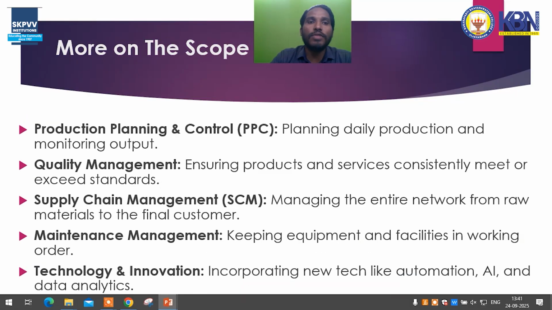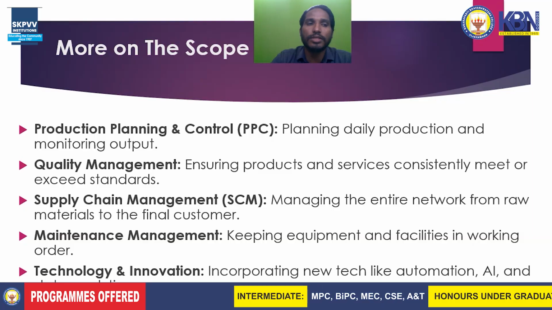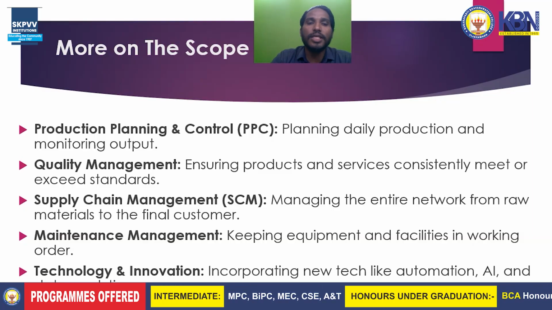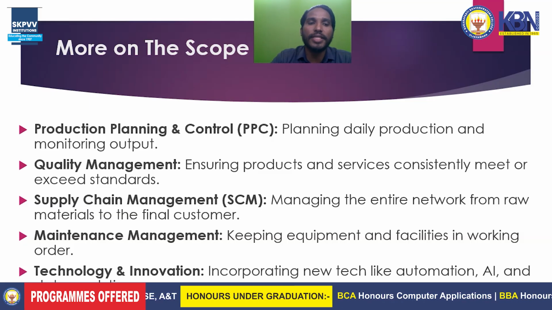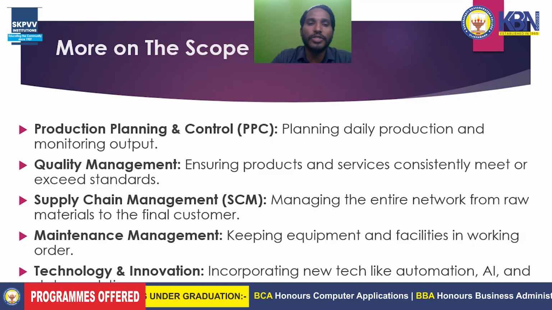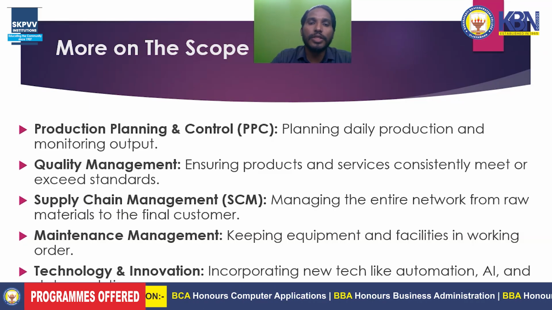Next, more of the scope of production and operations management. This is production planning and control, PPC. Production planning and control is the daily production and monitoring of the output, whether the resources are being used effectively or not, and controlling all the resources. And quality management ensures products and services consistently meet or exceed standards. And coming to supply chain management, the entire network from raw materials to the final consumer is known as supply chain management.